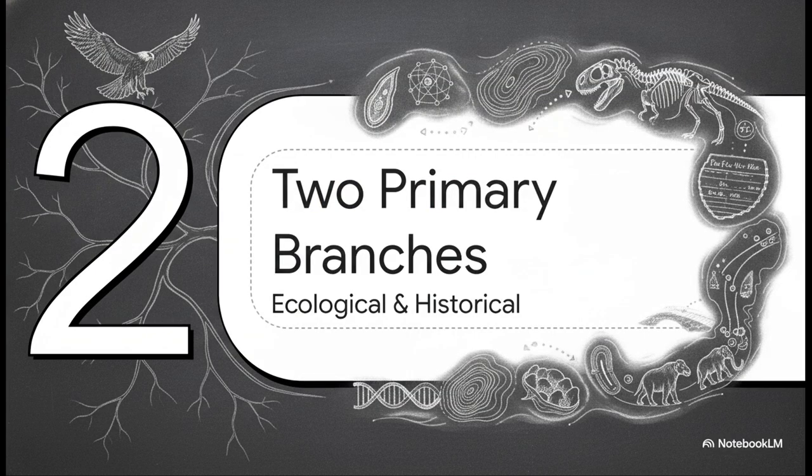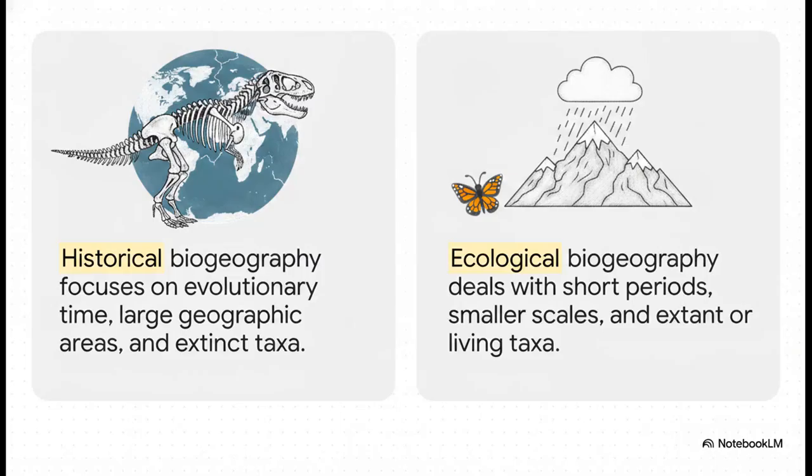Moving on to Section 2, the ecological and historical branches. So the field basically splits into two distinct time frames. Historical biogeography, that's the wide lens. It zooms way, way out to look at evolutionary and geological timescales, massive regions, and often extinct species. Think about how shifting continents split up dinosaur populations millions of years ago. Ecological biogeography, on the flip side, zooms right in. It looks at much shorter periods, living species, and immediate environmental constraints, like, say, how this year's rainfall is impacting a specific butterfly population on one specific mountain today.